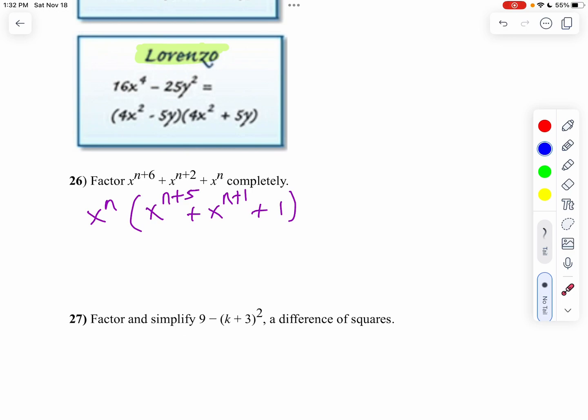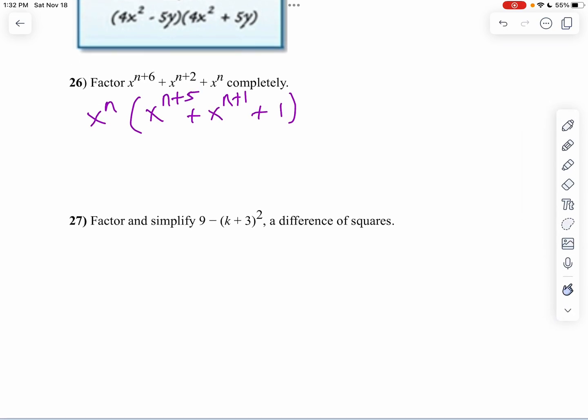Now, on question 27, this is more of a thought experiment of what we're going to do. Because first I want to factor it, and then I want to simplify it. So we factor it. The first thing I notice is 9 is a perfect square, isn't it? And k plus 3 is a perfect square. I can actually think of this then as 3 squared minus k plus 3 squared.